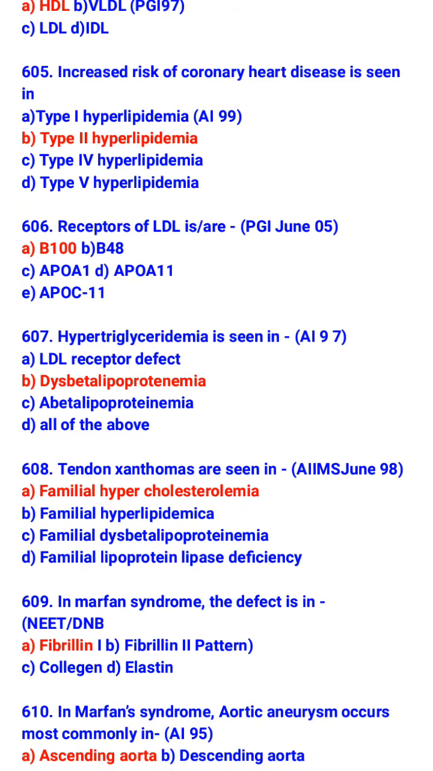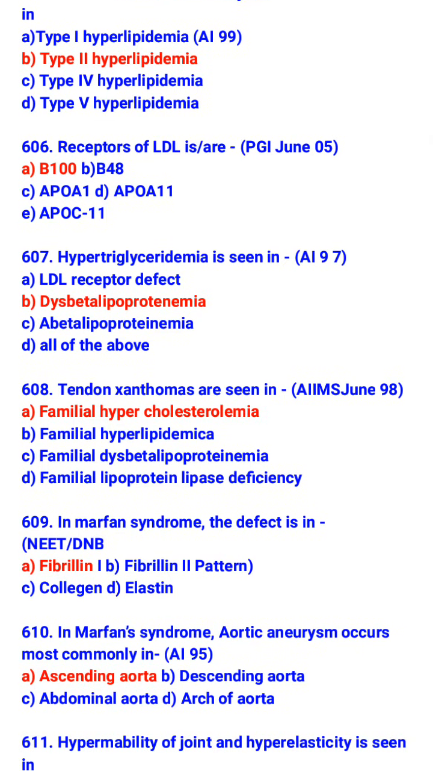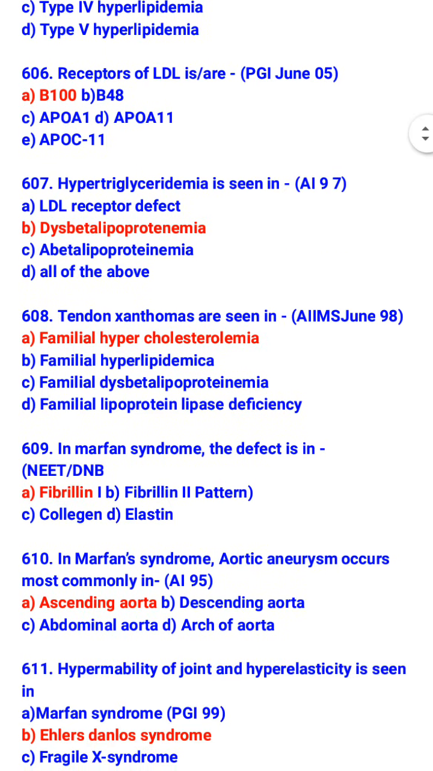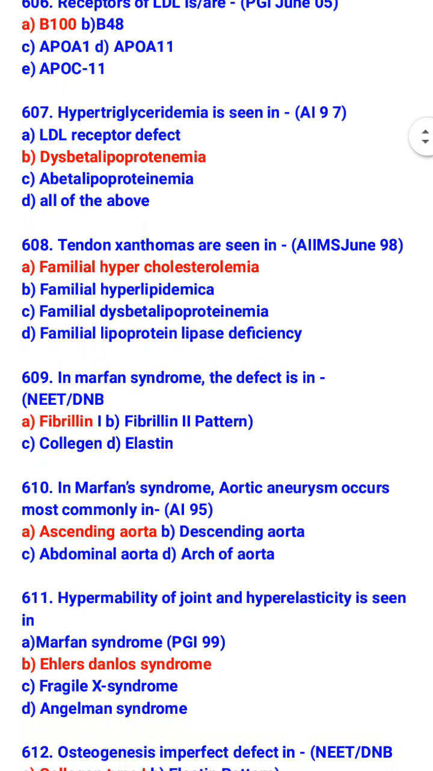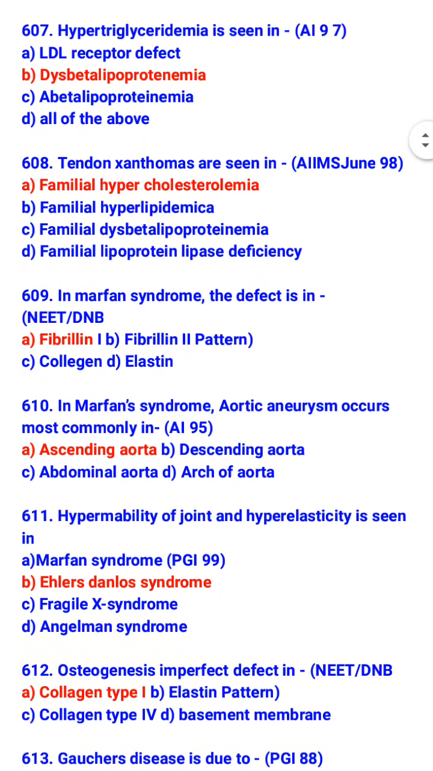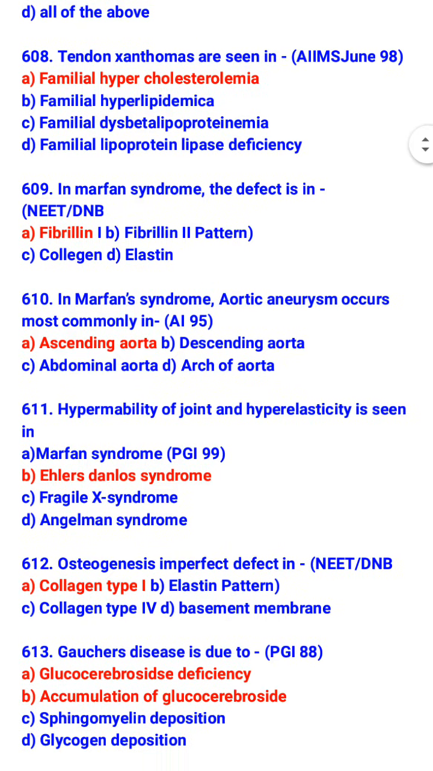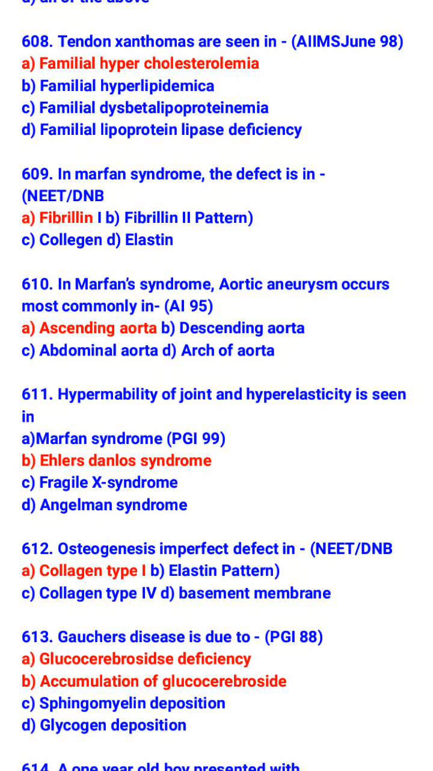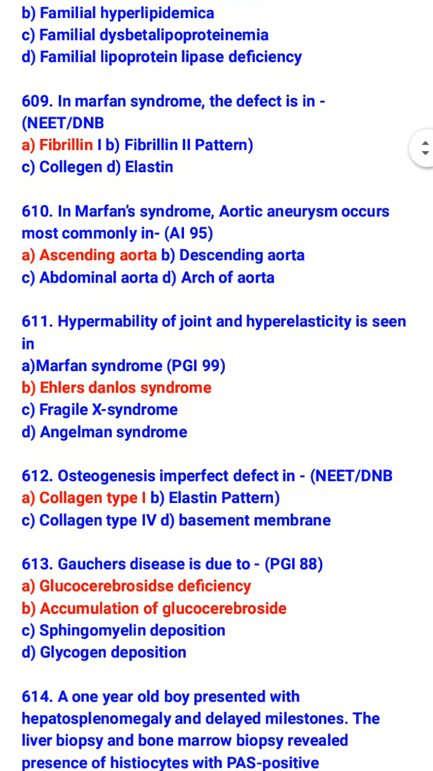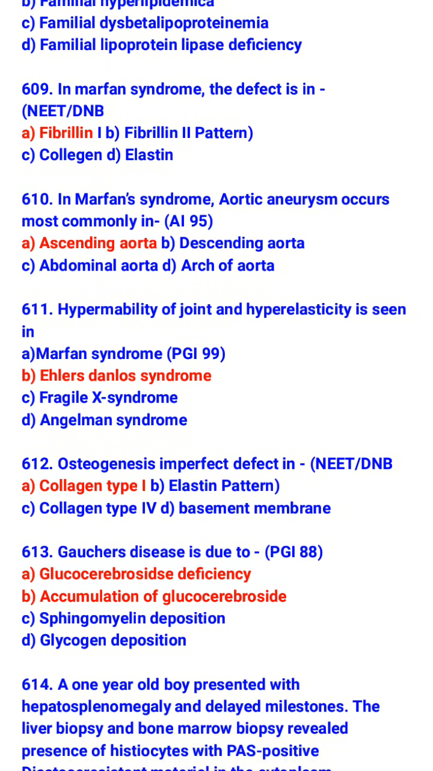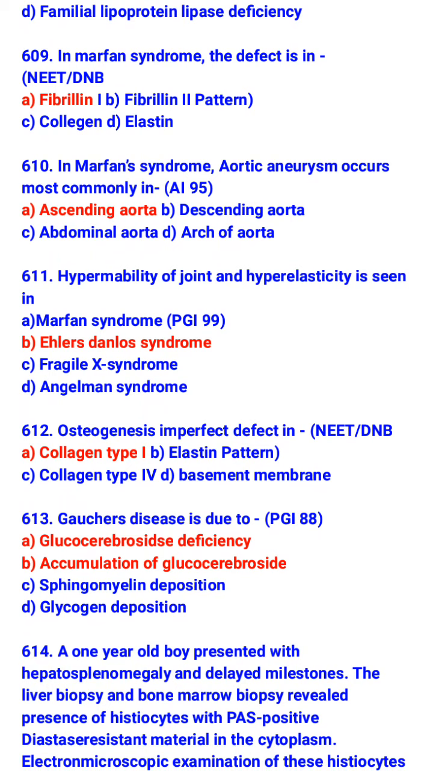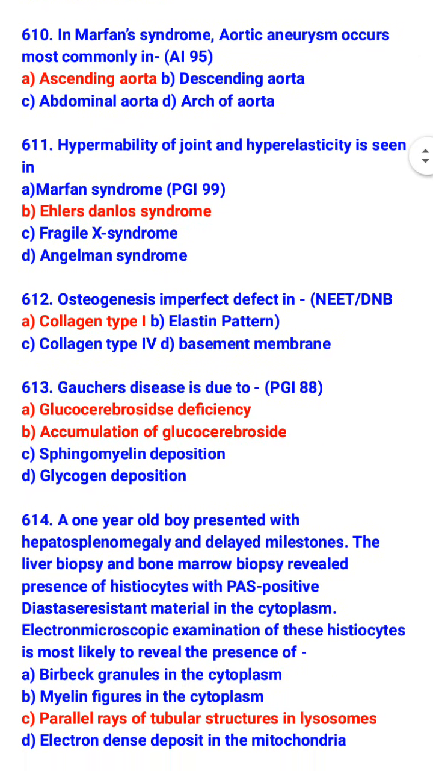Hypertriglyceridemia is seen in dysbetalipoproteinemia. Tendon xanthomas are seen in familial hypercholesterolemia. In Marfan syndrome, the defect is in fibrillin 1. In Marfan syndrome, aortic aneurysm occurs most commonly in the ascending aorta. Hypermobility of joints and hyperelasticity is seen in Ehlers-Danlos syndrome. Osteogenesis imperfecta is a defect in collagen type 1.